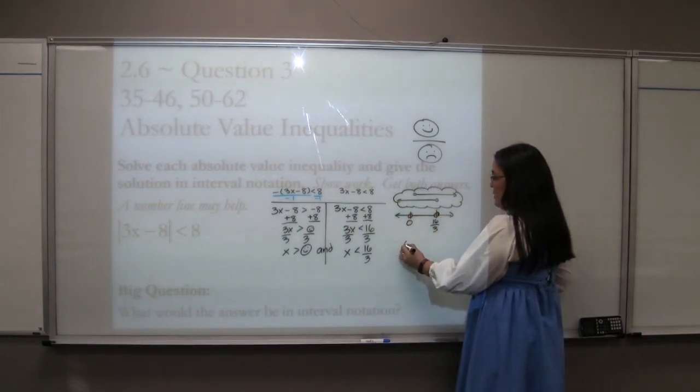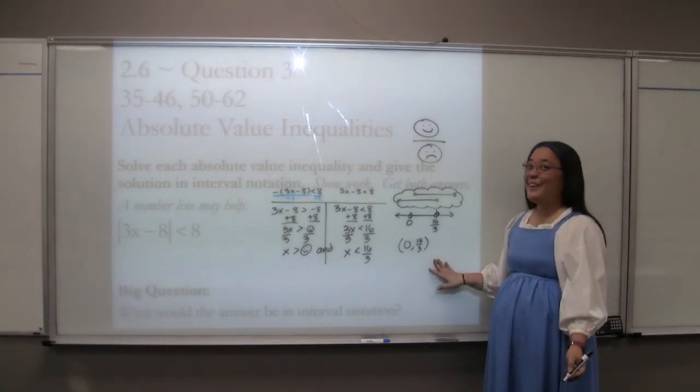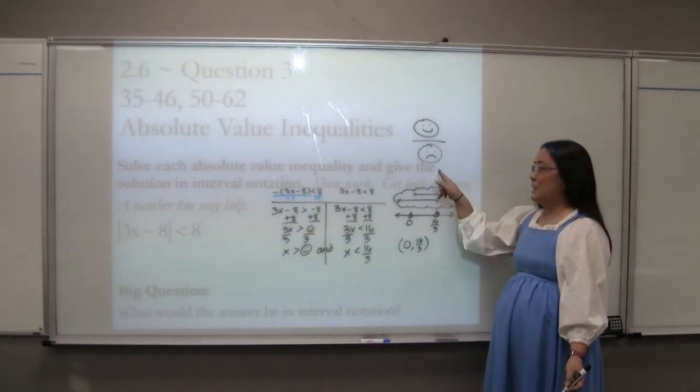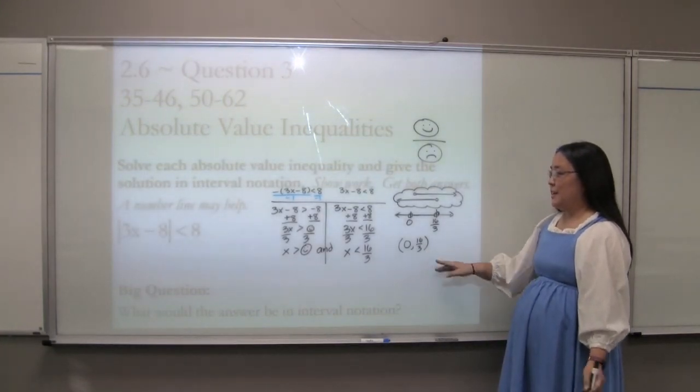And we have 0 and 16 over 3. Both of them are not equal, so both of them are parentheses. Some people think this looks like an ordered pair, and it does. But because it is an interval notation, this is our interval notation.